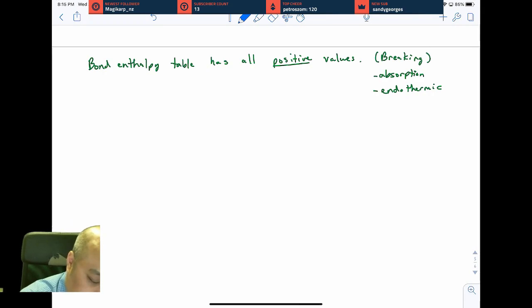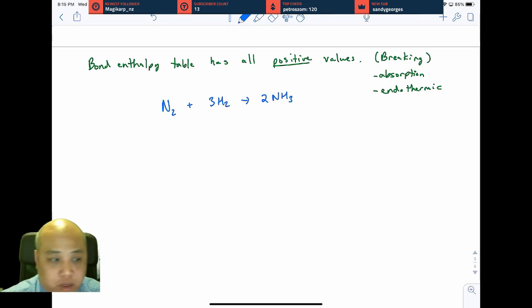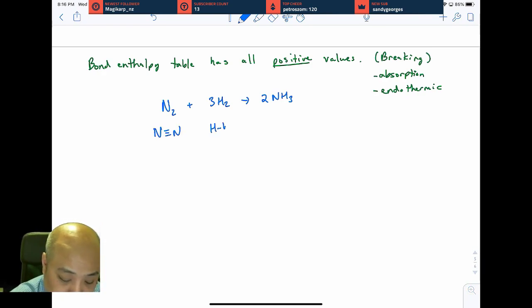So for example, something like this. N2 plus 3H2 yields 2NH3. I write out all the bonds because students always just try to use the coefficients and then they get it wrong because some molecules have more than 1 bond. And then sometimes they forget what type of bond it is. N2 is actually a triple bond. So that matters. H2 is a single bond. And then NH3 is also single bonds.